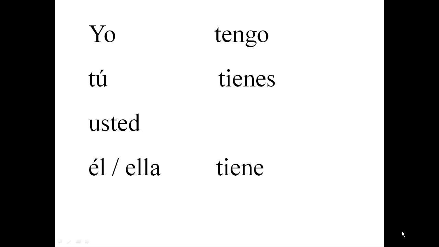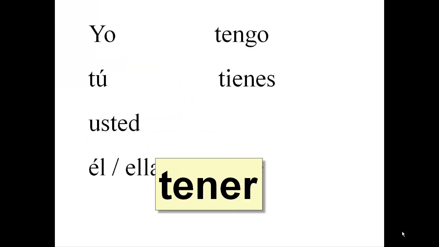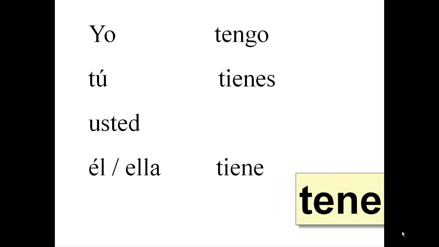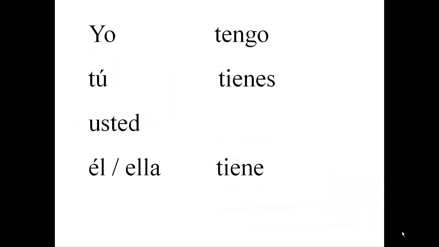Capítulo 2. El verbo tener. This is the second verb we have in our list of irregulars. The verb tener. Very useful. Means to have. And we will begin with the singular forms of this verb.